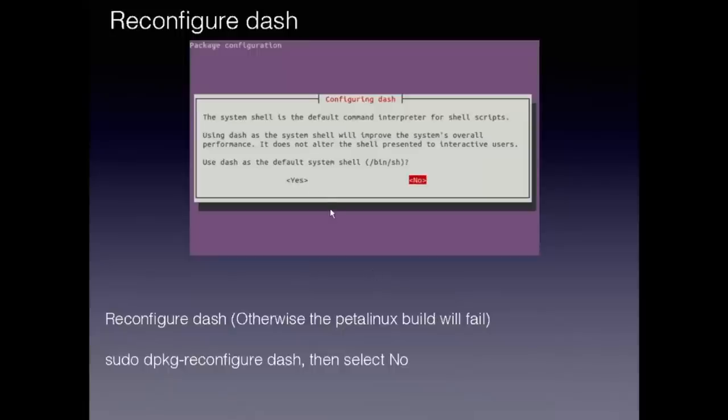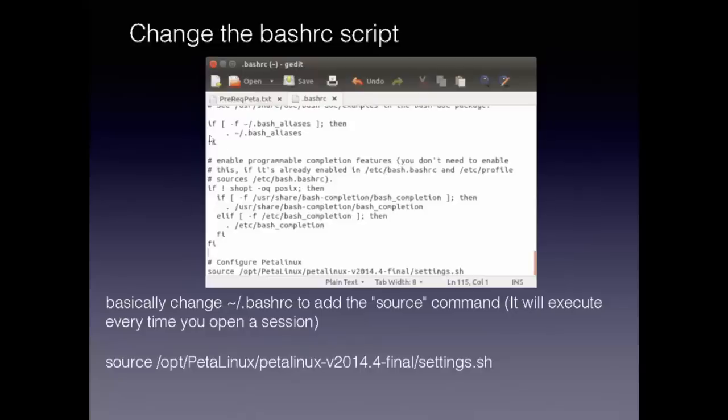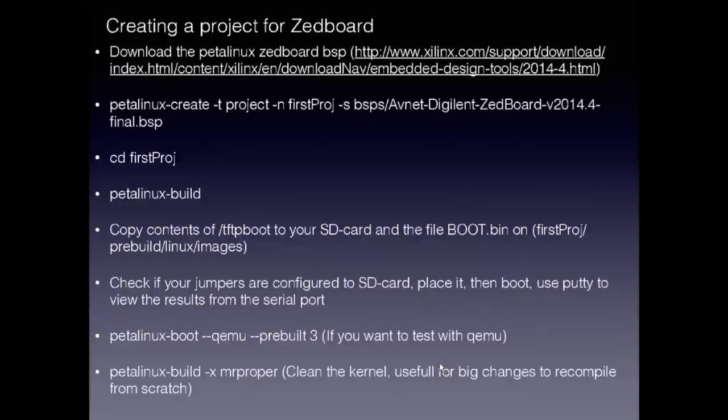After Petalinux is installed, we need to reconfigure dash. You just type this command here, then you select no. Then, in order to avoid changing your path all the time to have the Petalinux commands available, we change your .bashrc script to include this command here, /opt/petalinux/settings.sh.